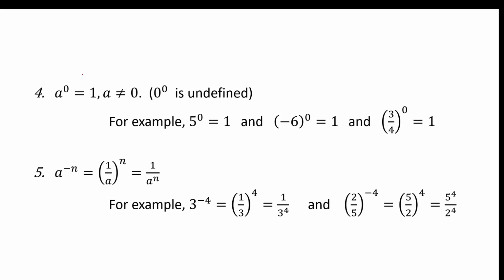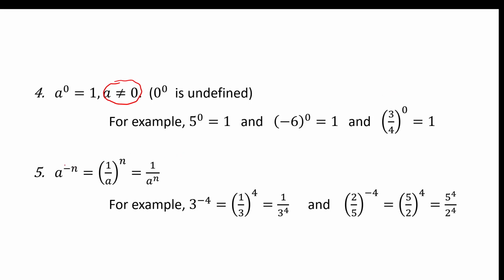Now, another one is that a to the exponent 0 will always equal 1, no matter what a equals, unless a equals 0. Actually, the power 0 to the exponent 0 is undefined. But as long as a doesn't equal 0, then a to the 0 equals 1. So for example, 5 to the exponent 0 equals 1, and negative 6 quantity to the exponent 0 equals 1, and 3/4 to the exponent 0 equals 1.